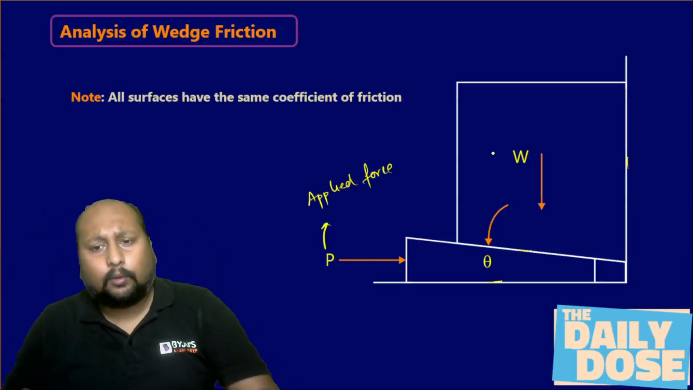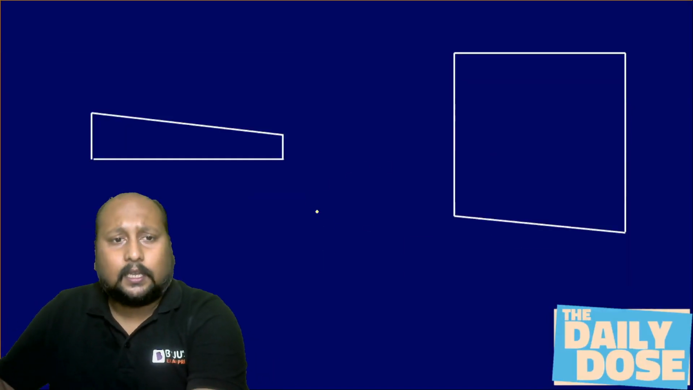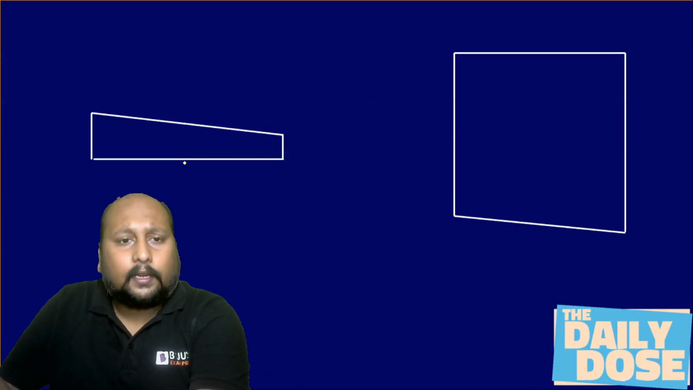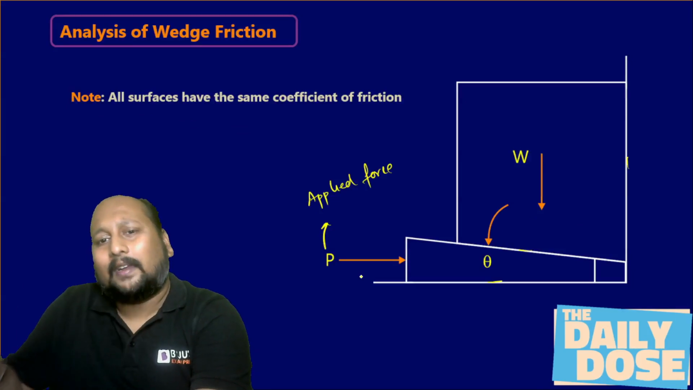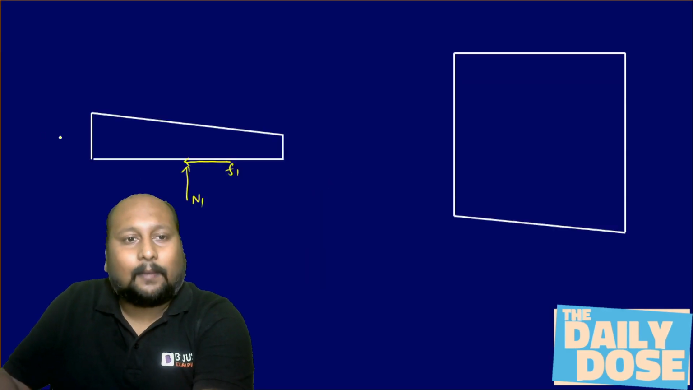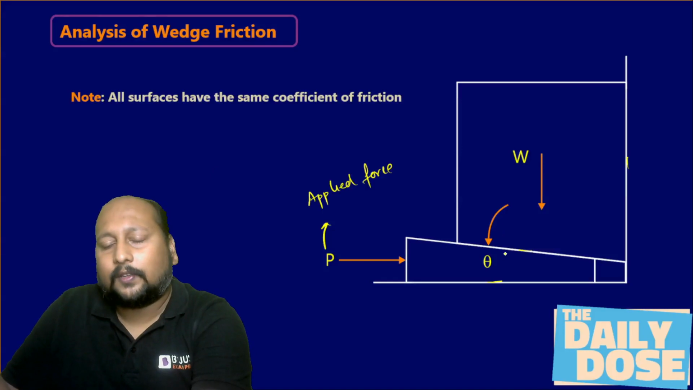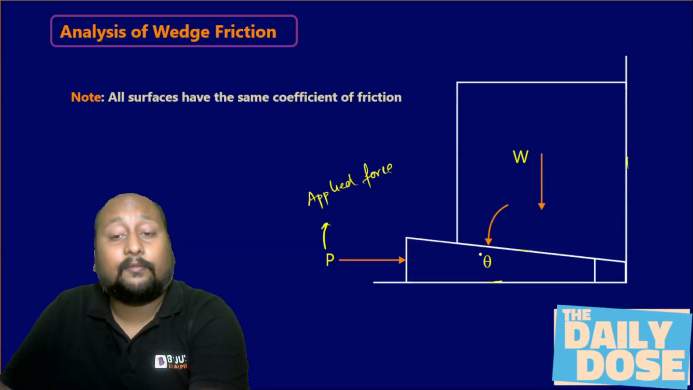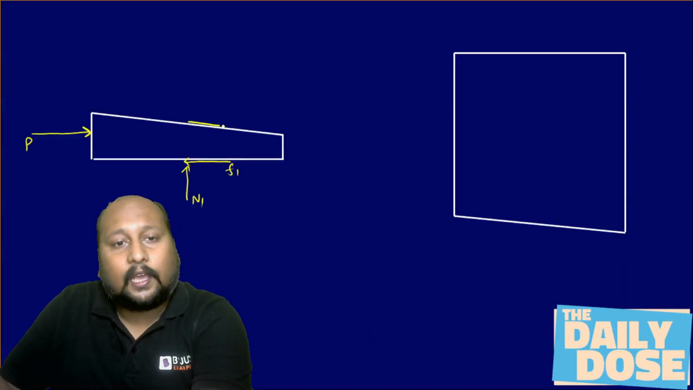If I do the FBD analysis by taking only that wedge, because this is trying to move in the right hand side direction, we will have a friction force acting in this direction. This is, let us say, F1. We'll have one normal reaction over here, N1. This is the applied force, that is P. And definitely this surface will also provide one friction. So this will be your friction F2, and this is your N2, right?